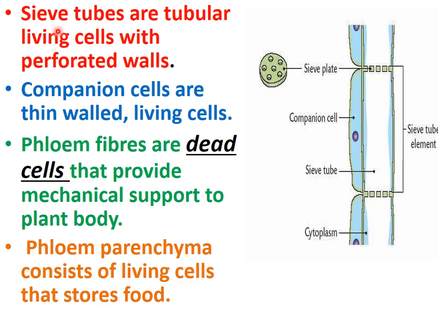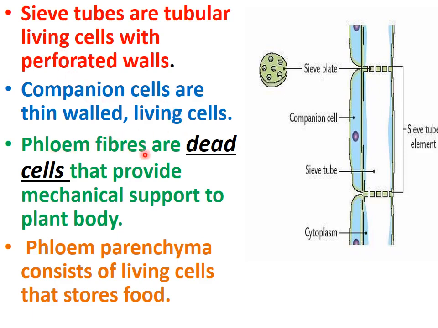Now first is sieve tubes. As the name indicates, tube-like structure. So the sieve tube consists of a tube-like structure with perforated walls. The walls are perforated. Now companion cells are thin-walled living cells. Sieve tubes were also living cells. Companion cells are also living cells.